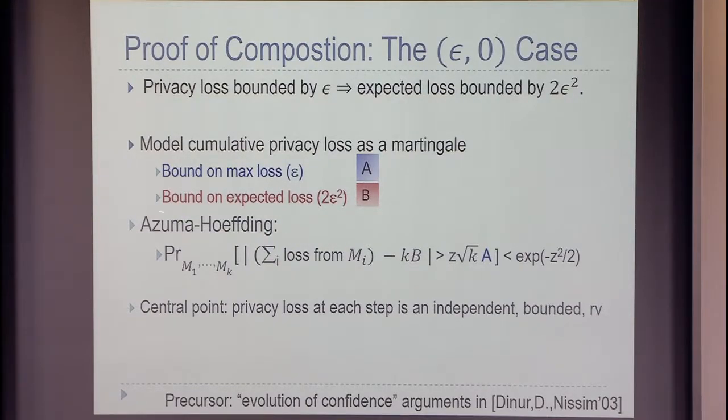And we apply the Azuma-Hoeffding lemma using the fact that the privacy loss at each step is an independent bounded random variable. And we get that the probability that the cumulative loss is off from its expectation, this is linearity of expectation, is at most the probability that this difference exceeds z times the square root of k times the max loss is bounded by e to the minus z squared over 2.